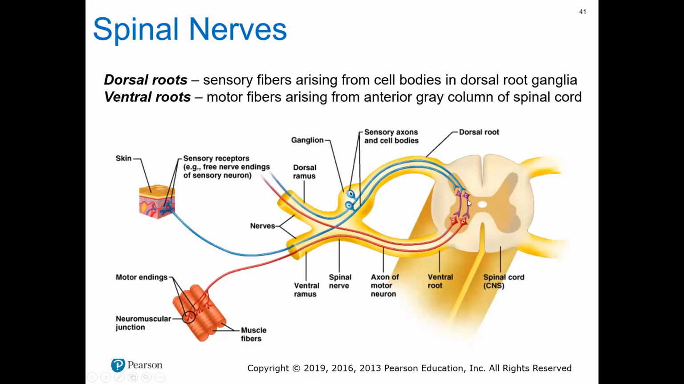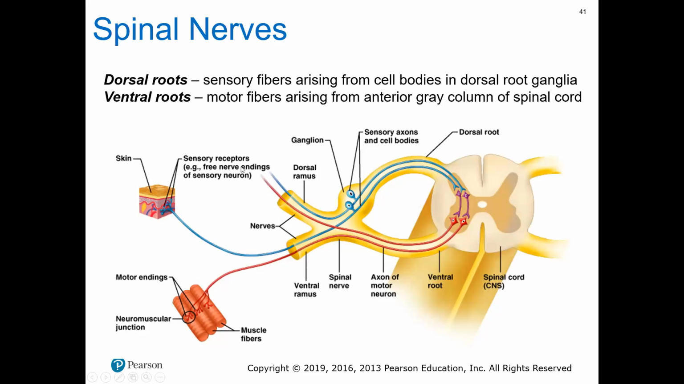The horn is the extension of the butterfly, or the H. So this is a horn and this is a horn. This is the dorsal horn. This is the ventral horn. The dorsal root of the nerve connects to the dorsal horn. The ventral root of the nerve is connected to the ventral horn. And so you can see that we have sensory input here, motor output here, but the processing of information takes place here in the interneurons.